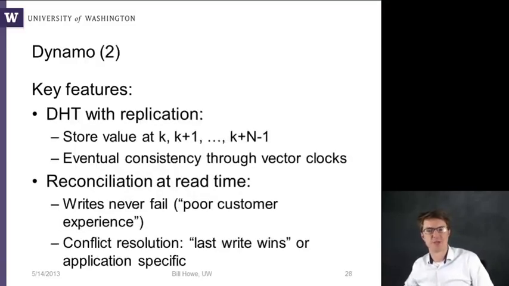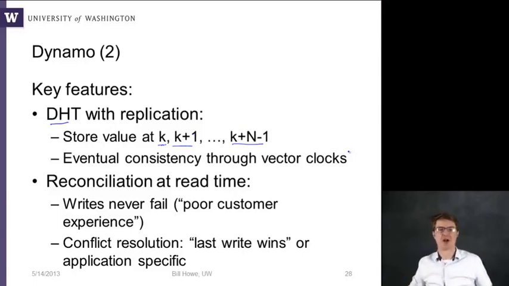So Dynamo, the system, it's a distributed hash table. That's what DHT stands for. And each value is stored at multiple locations for replication purposes, up to a replication factor of n. And so at location k, k plus 1, all the way up to k plus n minus 1. And they achieve eventual consistency through vector clocks, which I'll describe in the next couple of slides.